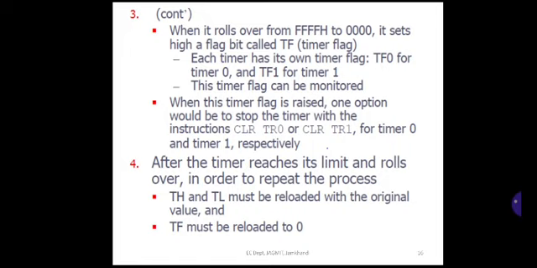Whenever you load the initial value into the timer TH and TL registers, you have to start the timer by using SETB TR0 or SETB TR1 respectively for timer 0 and timer 1. Then when it starts counting up, what happens? It reaches the highest value FFFF. Then it rolls over to 0000. At this time, the timer flag is set equal to 1. Whenever the TF flag is 1, it can be monitored by using the instruction JNB.